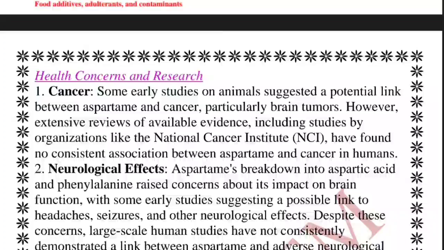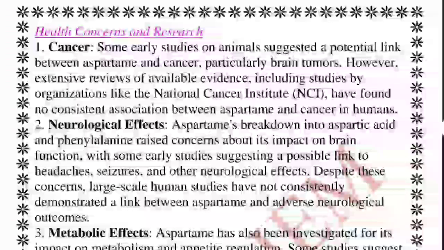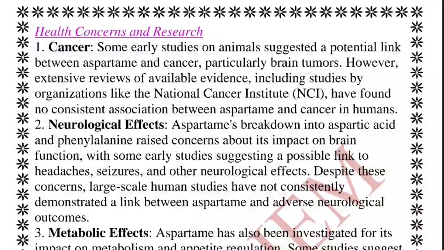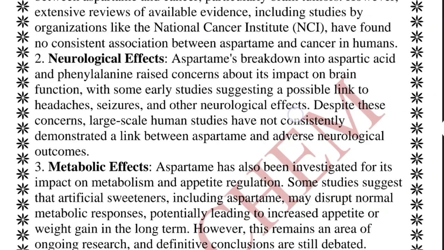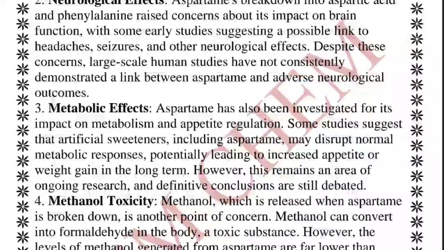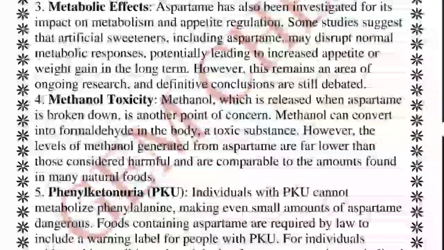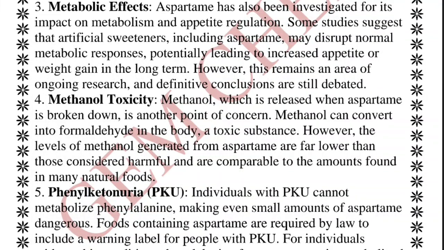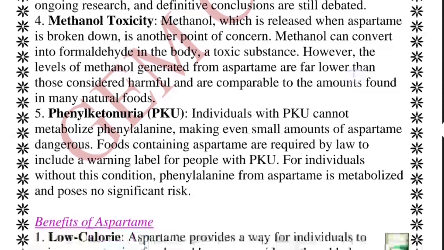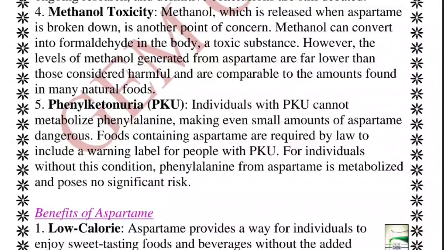Earlier studies have indicated that aspartame can be a cause of cancer. It can also break down into aspartic acid and phenylalanine. As a result, these can impact your brain function, so it has a neurological effect. In case of metabolic effect, we can see that it affects the metabolism and appetite regulation. Methanol is released when aspartame breaks down. As a result, it can cause toxicity. Phenylketonuria. Now, individuals with phenylketonuria cannot metabolize phenylalanine, making even small amounts of aspartame dangerous for them.